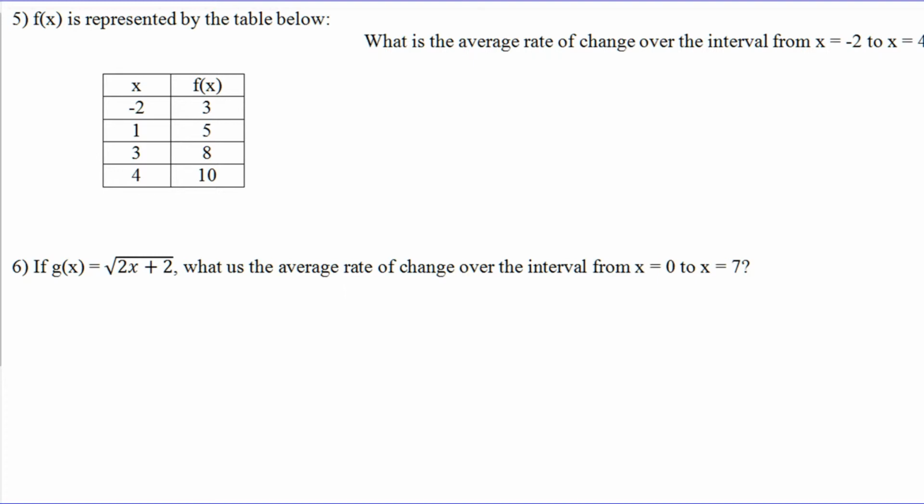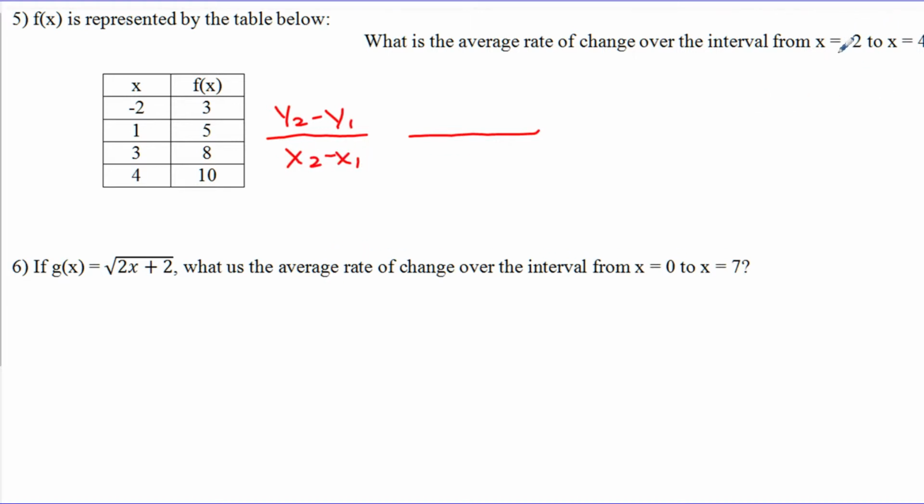Okay? Problem number 5 is asking about average rate of change, and I put problem 6 here so you can see both forms of it. Problem number 5 is asking us to use a table. They generated the f of x table for us, and they're saying what is the average rate of change over -2 to +4. Remember for average rate of change, we're just going to say y2 minus y1 on the top, and on the bottom we have x2 minus x1.